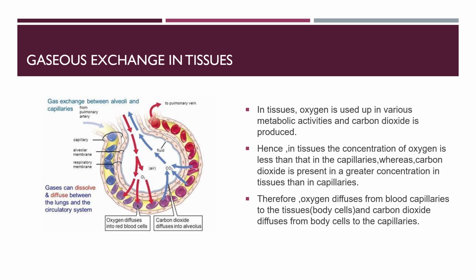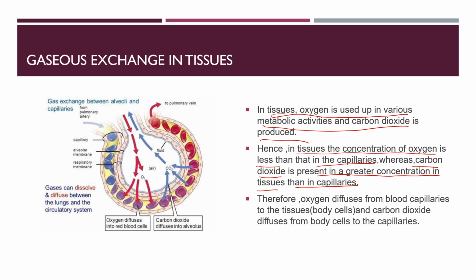Now here, in the tissues, the oxygen is used in various metabolic activities. As soon as our body gets oxygen, it is used in several metabolic activities. We know that oxygen is used in all the metabolic activities at the tissue level, at the cellular level. We are using oxygen for the breakdown and other metabolic activities. Hence in tissues the concentration of oxygen is less than in the capillaries. Carbon dioxide is present in greater concentration in the tissues than in capillaries.